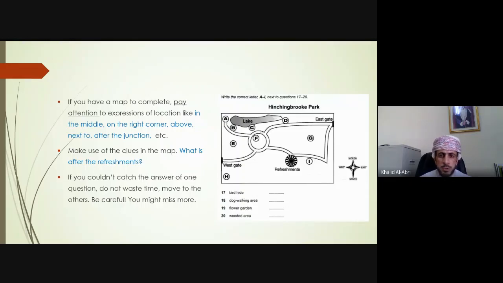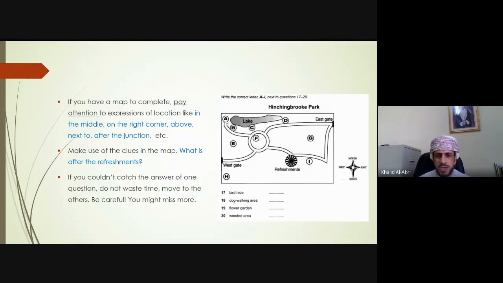Another question that you might see in IELTS exam is map. So here is a map of a park. So this is a park. What are you going to do with this one? You will listen to description of this park. Yes. And here, if you look at the words below the map, 17, 18, 19, and 20, there are some places here. These are places. Birds, hide, dog walking area, etc. Yes. So you need to match.